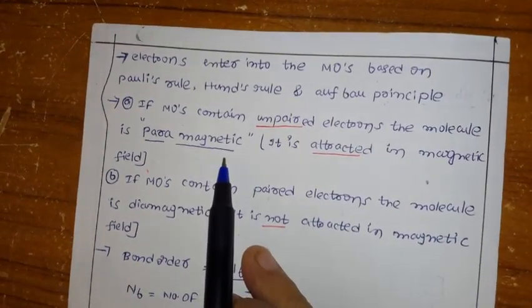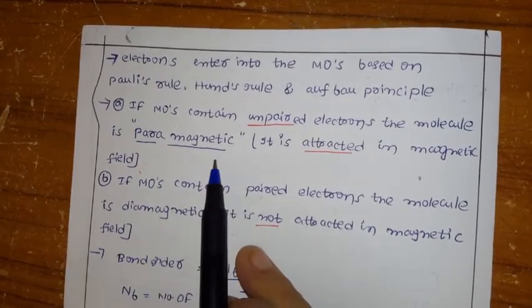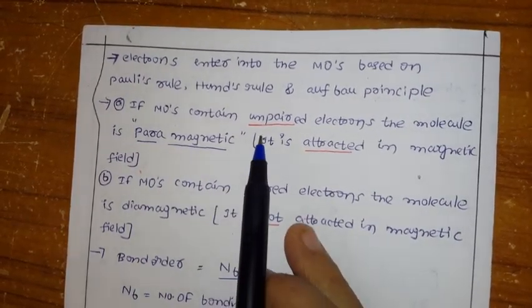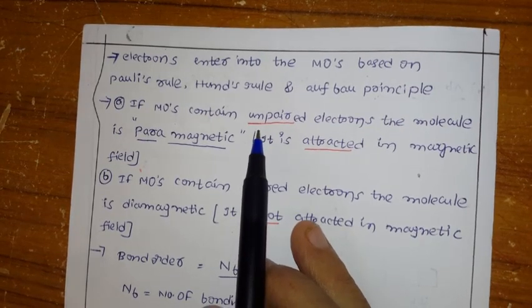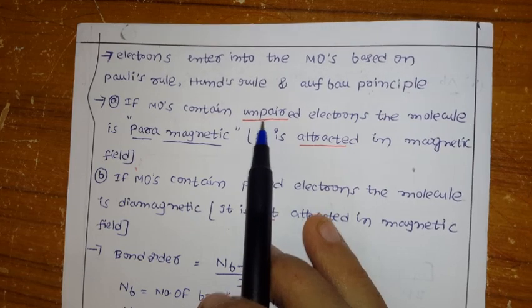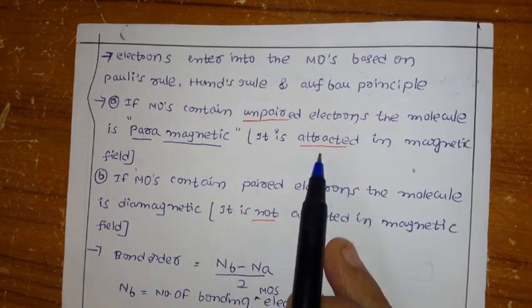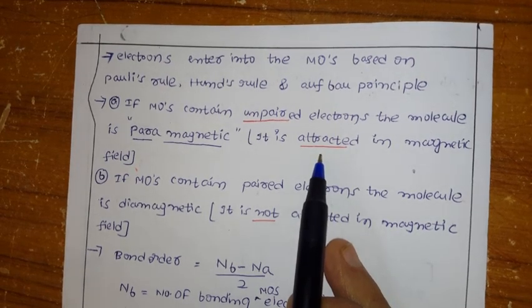Next, if molecular orbitals contain unpaired electrons, the molecule is paramagnetic. What is the meaning of paramagnetic? It is attracted in a magnetic field. It means after filling the electrons, if you are getting unpaired electrons, I will go for an example also, then the molecule is called paramagnetic. Paramagnetic means it is attracted in a magnetic field.